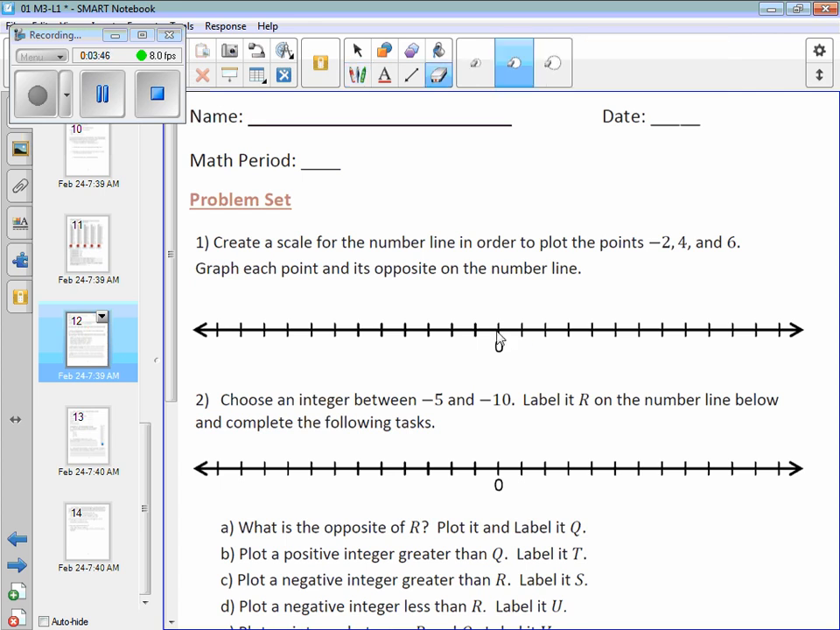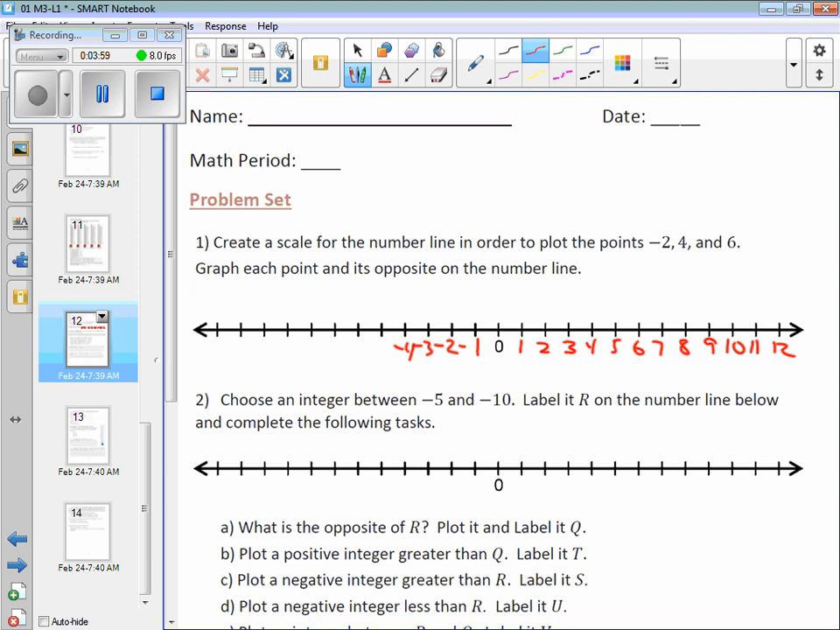Oops. For this, I'm going to label everything. We have to do multiple lines on here. Or multiple points. It's a little tight. I'm going to squeeze it in there. All right, we got to plot -2, +4, and +6. And its opposites. -2's opposite is +2. +4 is -4. And 6 and -6. You should have that. Looks okay?